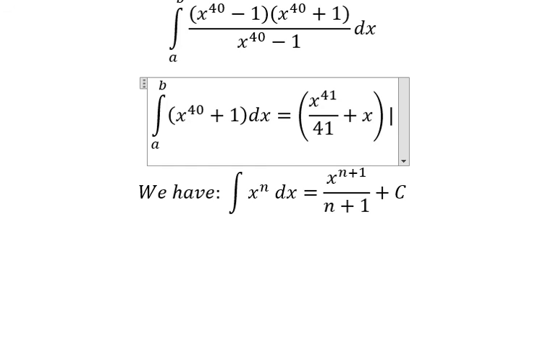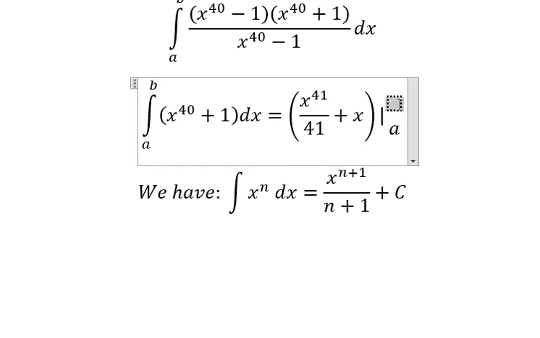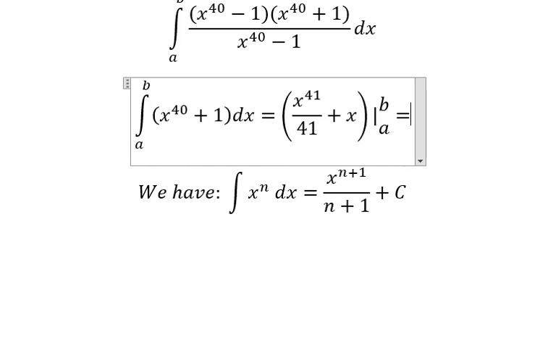And we put the bounds from A to B. And now we have the final answer.